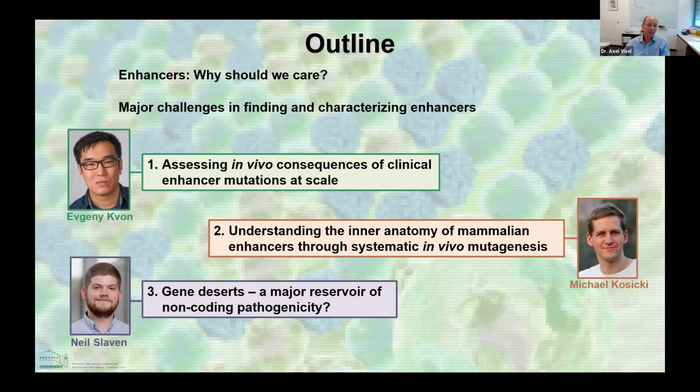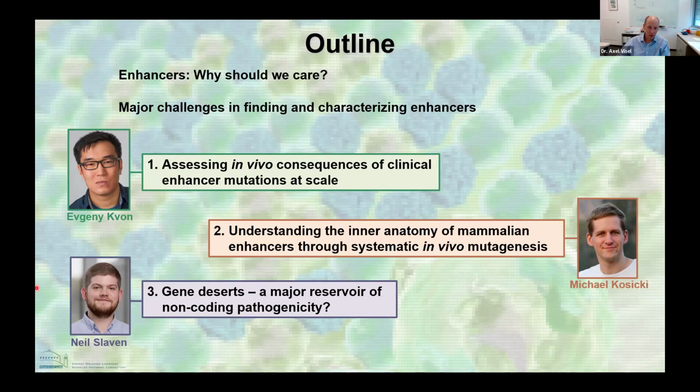And then hopefully, if I can stay on schedule, I'll have time to talk about a third project that is not yet published, that doesn't talk about individual enhancers, but takes a step back and looks at these vast non-coding spaces in the human genome, so-called gene deserts. And I'll try to make a case that these are probably really important and that we should pay attention to them when we think about human genetics. So with that said, let's start with a little bit of general background.